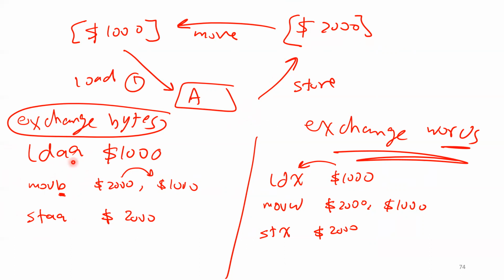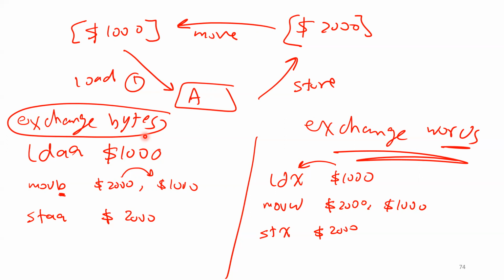So the way I can do it is 3 instructions. Number 1, I'm gonna say load A with 1000. Then I'm gonna say move byte, as you see here, move byte 2000 to 1000. Then I'm gonna store A to 2000. Is that okay, guys? You see it here? This is how I can exchange 2 bytes in the memory. Why did you do it this way? Simply because I don't have one instruction to do that. That's why I have to use 3 instructions to do it.